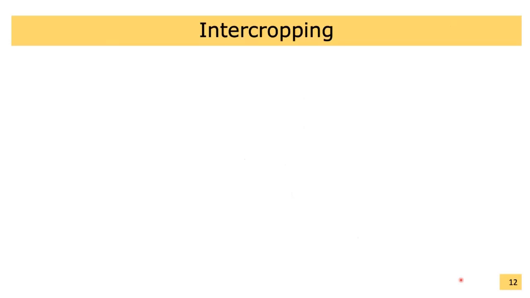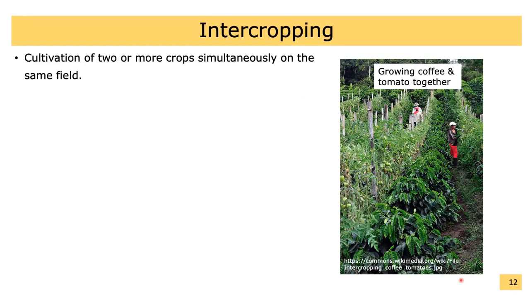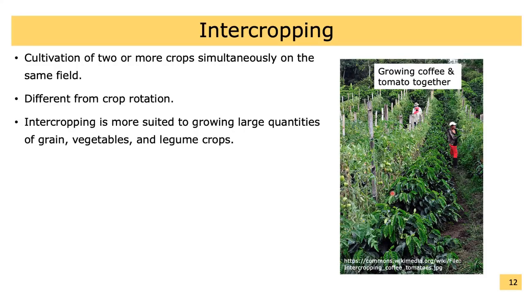Intercropping. Intercropping is cultivation of two or more crops simultaneously on the same field. For example, here in this picture, coffee and tomatoes are growing in the same field. Intercropping is different from crop rotation and is more suited to growing large quantities of grains, vegetable, and legume crops.